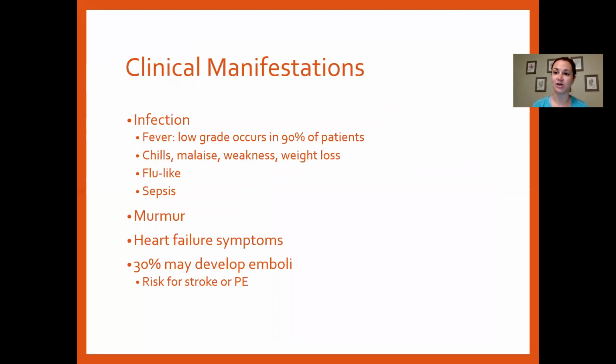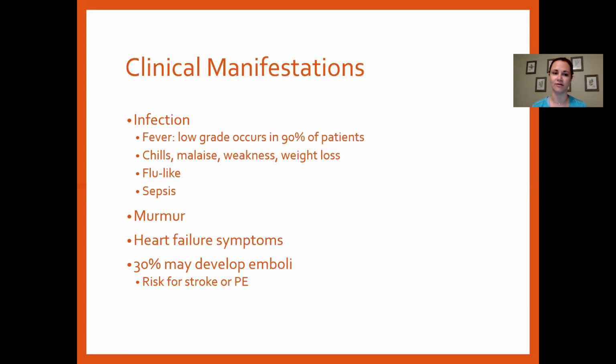So what are we going to see the patients clinically as? They're going to come in with an infection. Fever, low grade, occurs in 90% of patients. They're going to have very much flu-like symptoms: chills, malaise, generalized weakness, weight loss, and then signs and symptoms of sepsis. So early on, that's things like tachycardia, even a heart rate above 90 is considered high risk.